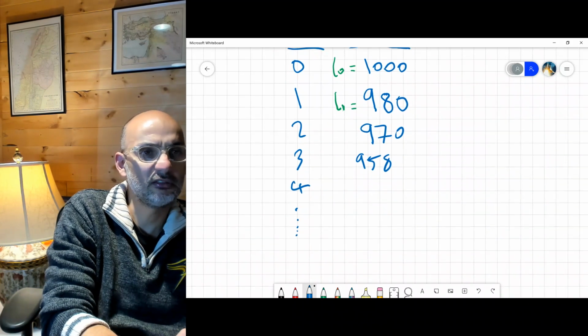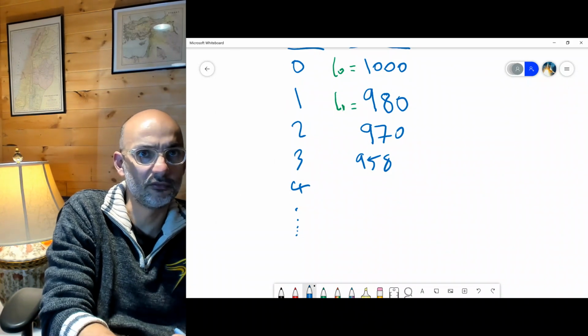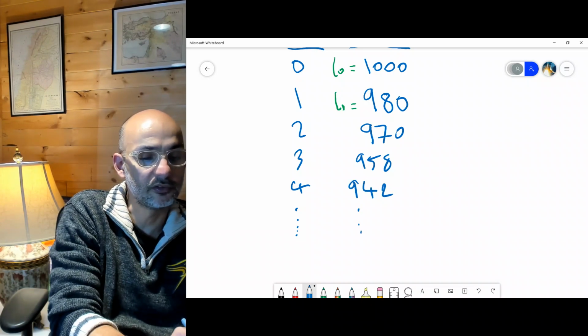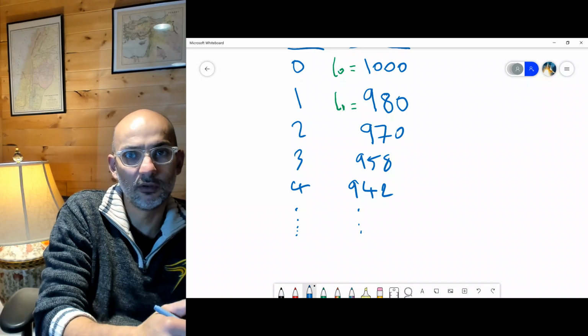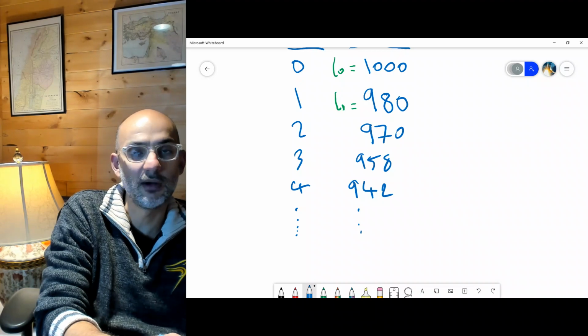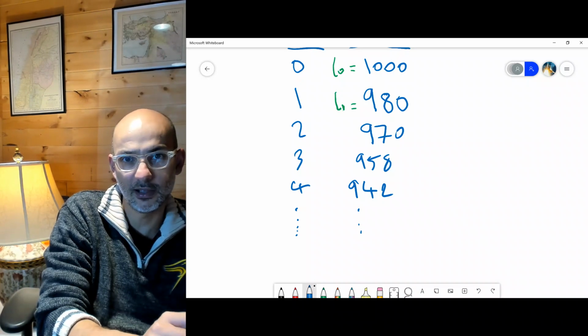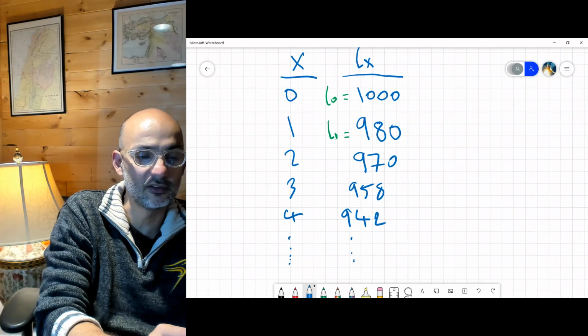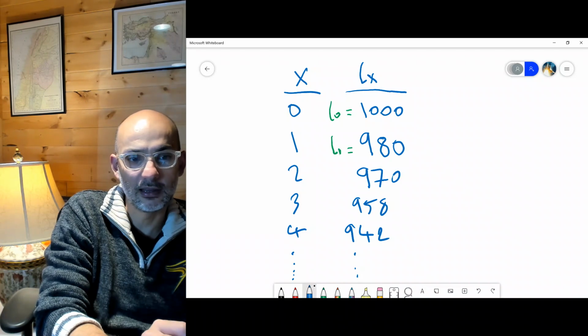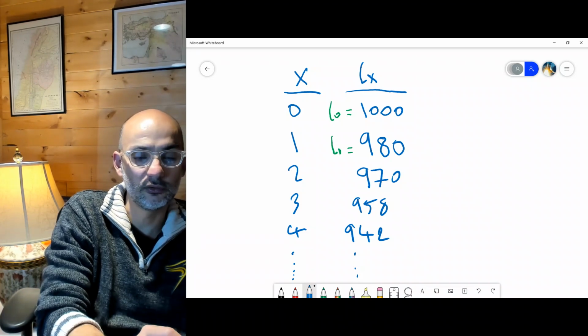So let's stay at year 4. You will have people that die again, leaving 942, and so on and so forth. Obviously, the number of people cannot increase, because the survival function is always decreasing. It might stay constant, but it will not increase. So lx is the cohort that we trace, at ages 0, 1, 2, 3, 4.